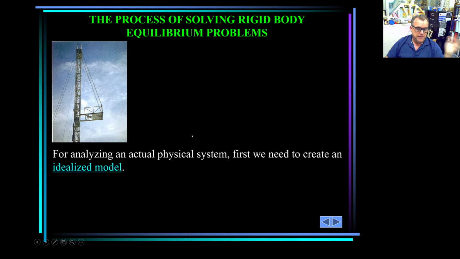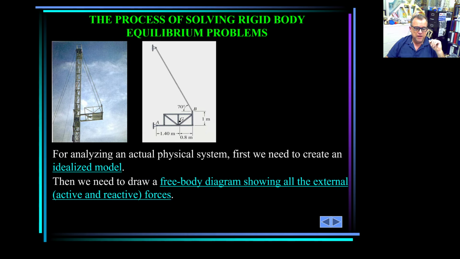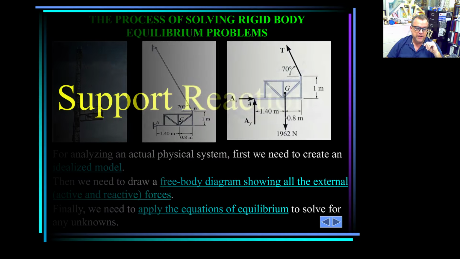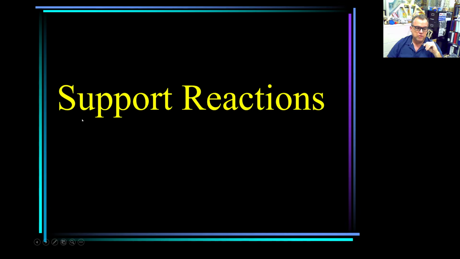And this is the same thing that we did before. First the idealized model, and then the free body diagram. The free body diagram shows every active and reactive force. These are called reactive forces because they are opposing the actions, so they are called reaction forces. And that brings us to our topic for today, which is support reactions.